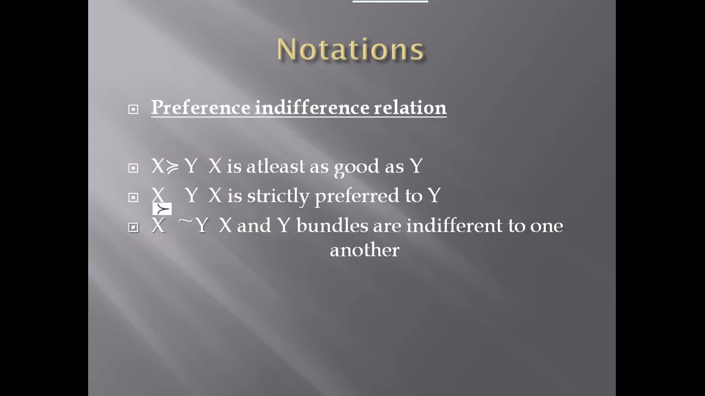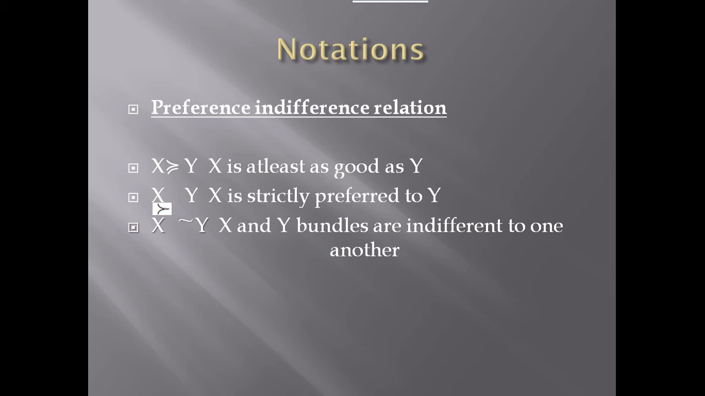When we study this notation in preference and difference relation, we use a little bit different sign, and we say that X is at least as good as Y. Here we are not saying that X is greater than or equal to Y. We are saying X is at least as good as Y, meaning X is either superior to Y or X and Y may be indifferent. But X cannot be inferior to Y.